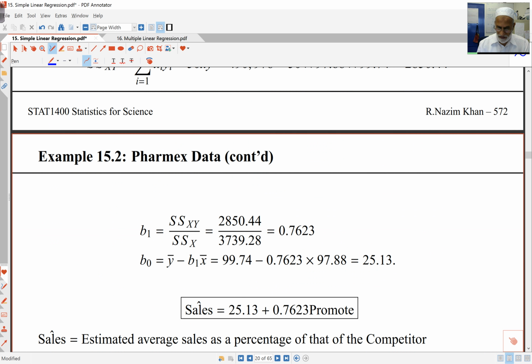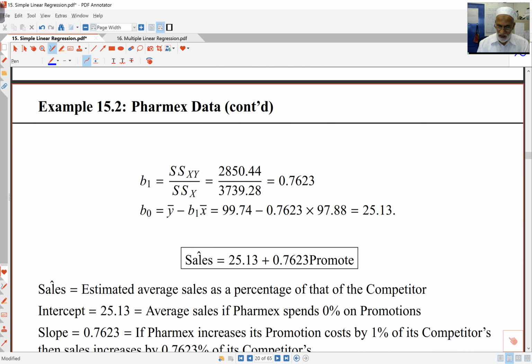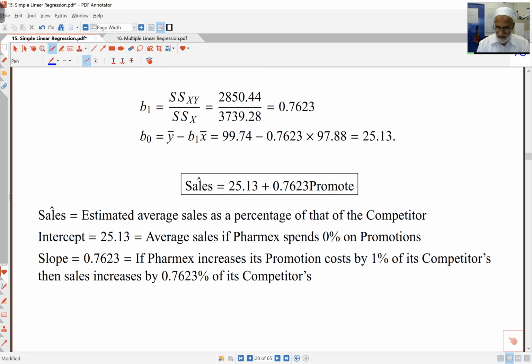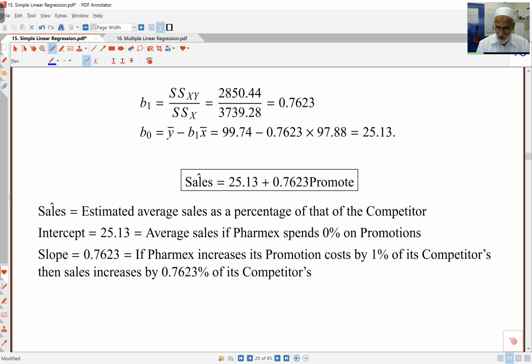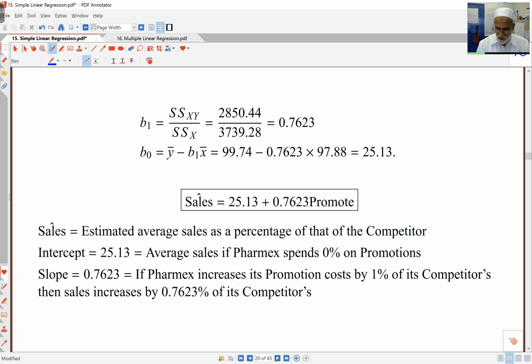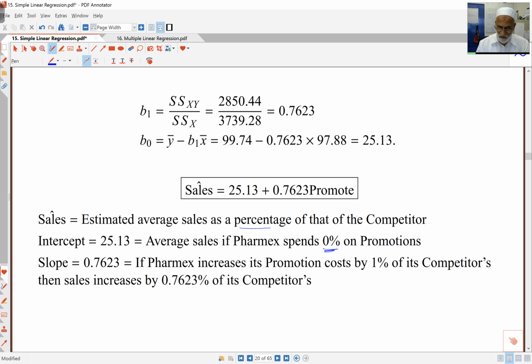So I can use those to work out now. B1 is SSxy by SSx, which is 0.7623. Likewise, b naught is y bar minus b1 x bar, and that comes to 25.13. So my expression for the fitted line of regression is the estimated sales is 25.13 plus 0.7623 times promote. So sales here is the estimate of the average sales as a percentage of that of the competitor. The intercept is 25.13. That means if I spend nothing on promotions, on average I sell 25.13% of my competitor. The slope is 0.7623, which means if I increase promotions by 1% of that of my competitors, then the sales will go up by 0.7623%.